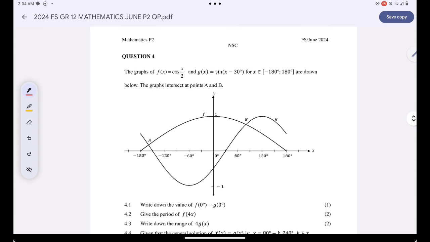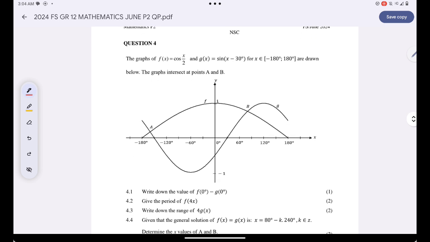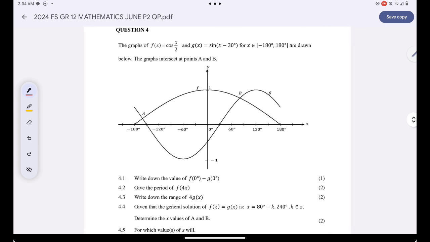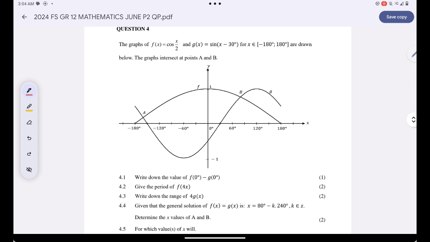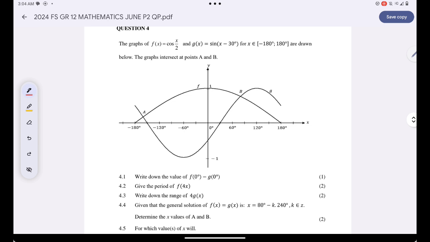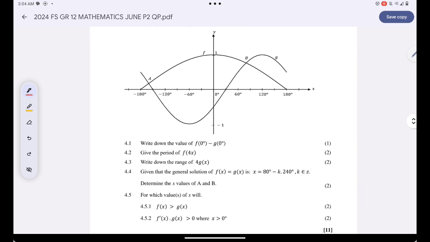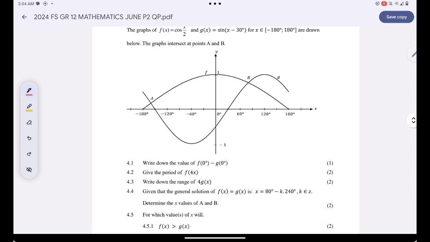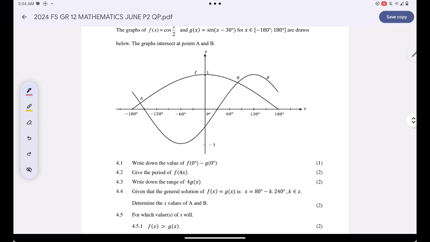Okay, question number 4, we are given the graphs of f and g. Okay, and luckily they are drawn below. Okay, the graph intersects at point A and B. Okay, write down the value of the following. They want us to find the vertical distance at the y-axis of the two graphs.